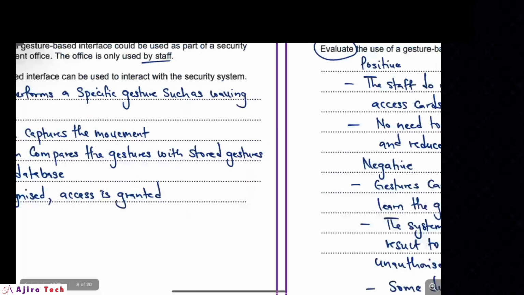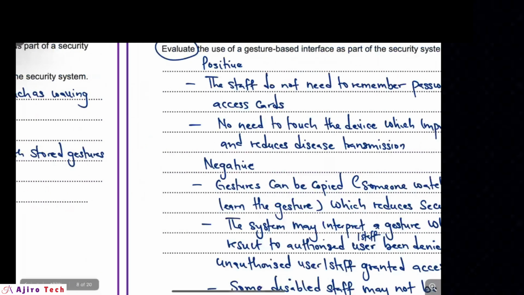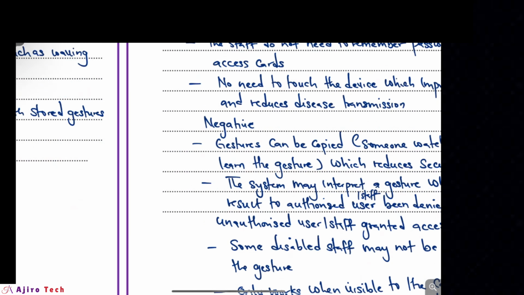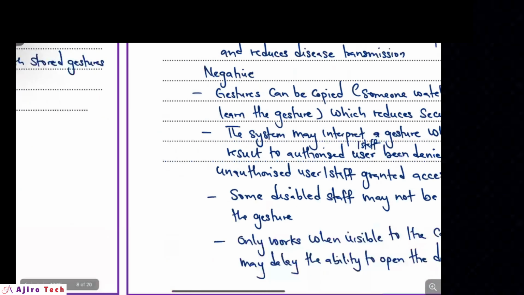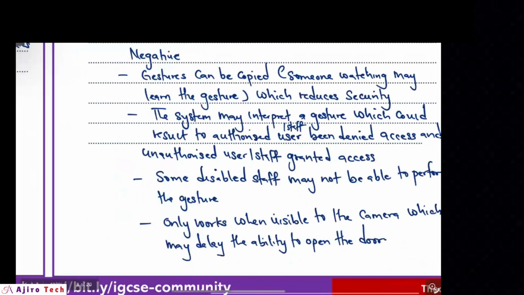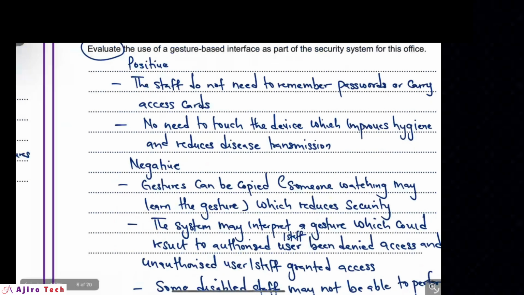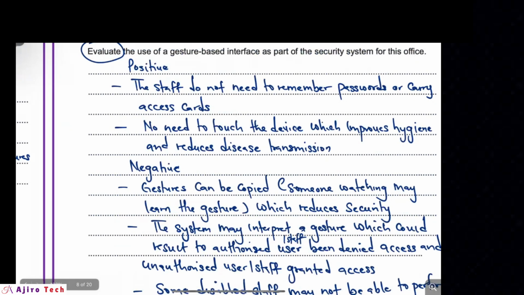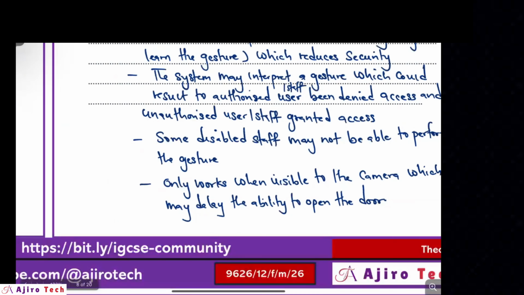Okay, wait, let me see. I need to add, sorry, I just realized that I only talked about it. Now, for you to evaluate, when you talk about the positive and you talk about the negative, you must end with what? A conclusion. I remember I talked about it, but I didn't write it.